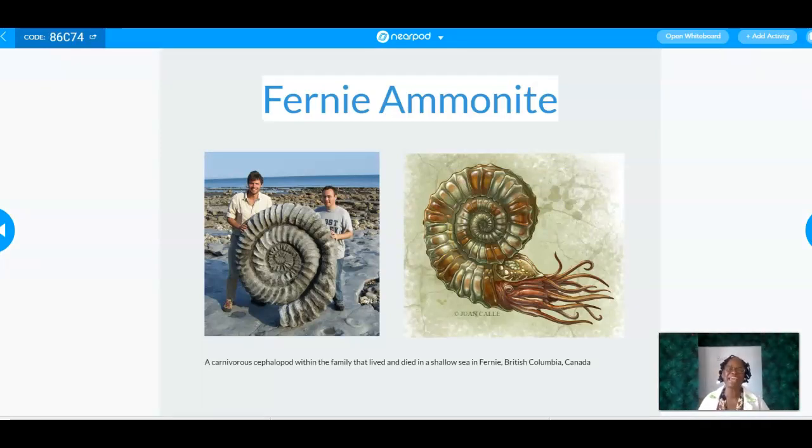It's called a Fernie ammonite. And you go into a discussion of the Fernie ammonite, and you explain to them that it's a carnivorous cephalopod that lived and died in a shallow sea in Fernie in British Columbia, Canada. And then you go through how it might have gotten there, and this could lead into a whole other discussion of how long you think it's been there. And here's a recreation of what it may have looked like.